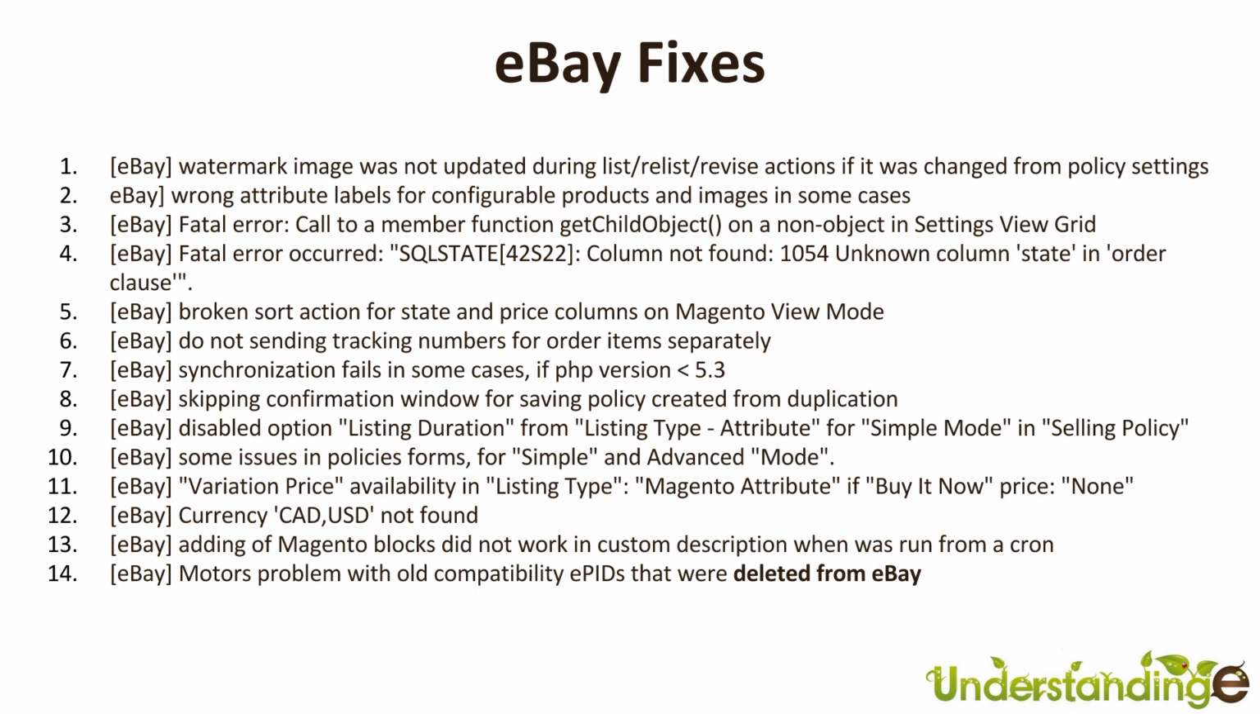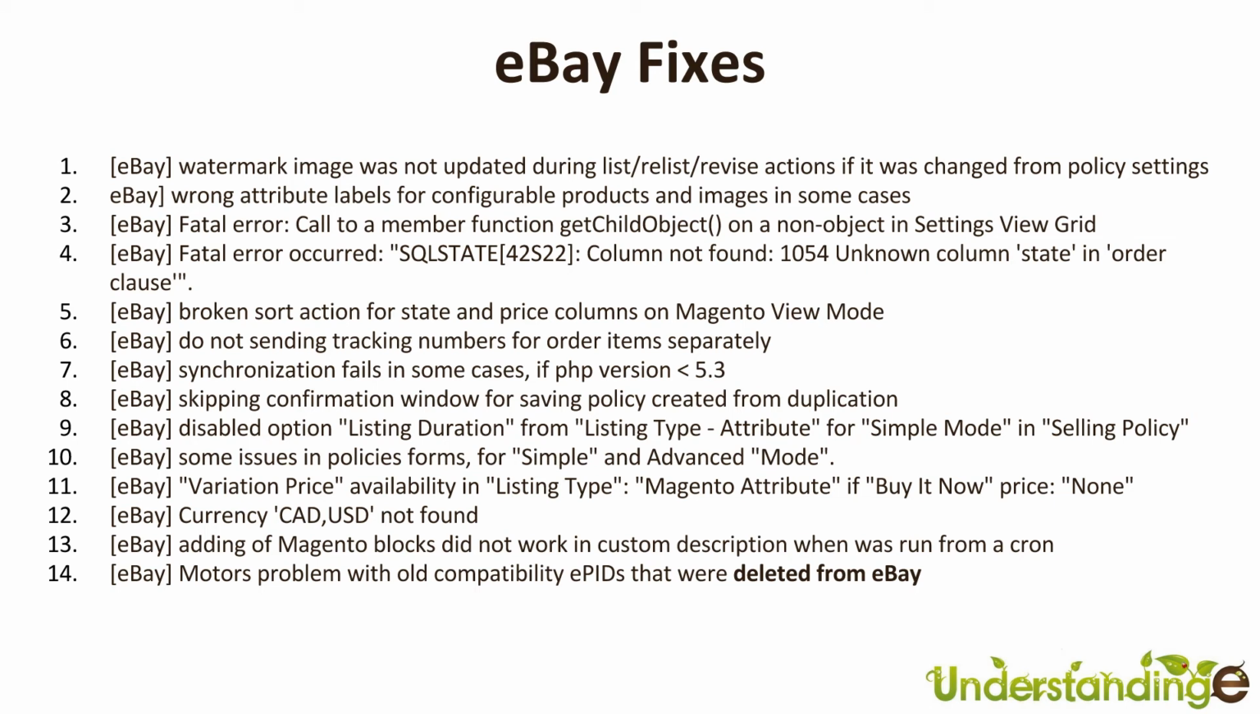Now, there are a lot of eBay fixes as well, so the watermarked image is now going to be updated when it goes through. And there's a curious one here, which is the wrong attribute labels for configurable products and images in some cases. So it's curious to see what that one's going to be. Number 3 and number 4 are kind of nerdy, so we're going to skip those over. Number 5, that's a sort action.